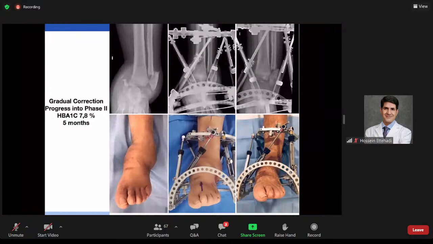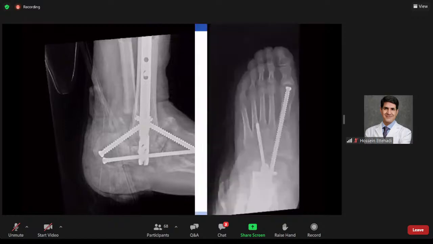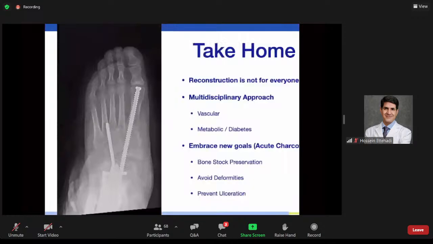As you can see, the patient progressed from this acute Charcot to a non-inflammatory status without ulcer, aligned. And in this context, it was very easy to do the second stage procedure at 5 months. During these 5 months, the patient took care of his diabetes and started treatment, and he was doing very well. Afterwards, we went into internal fixation using the beams and doing a tibiocalcaneal arthrodesis. So this patient went very well.